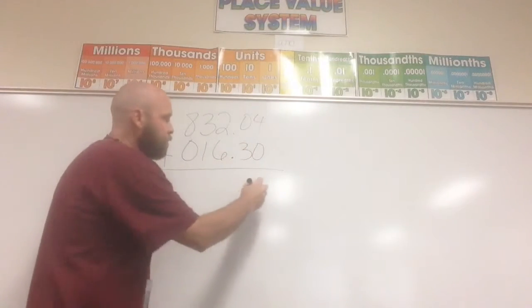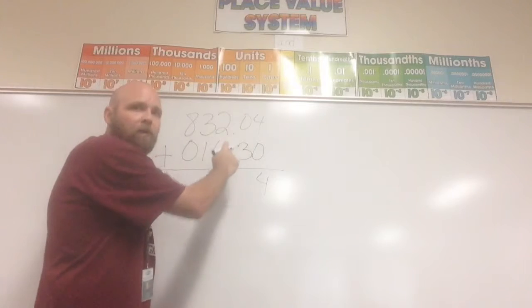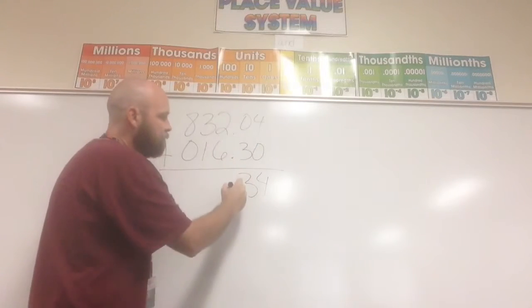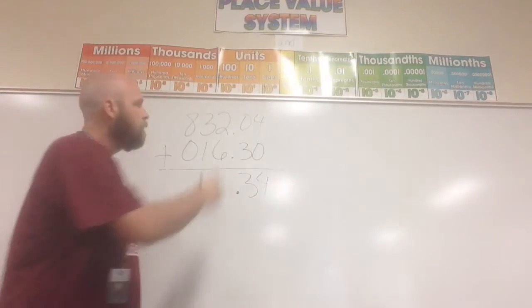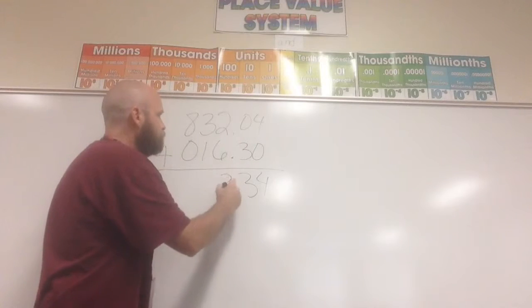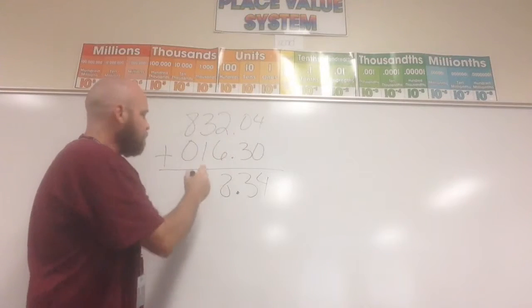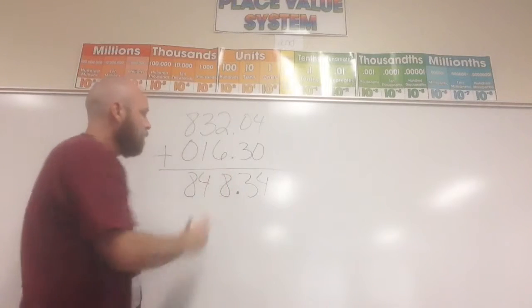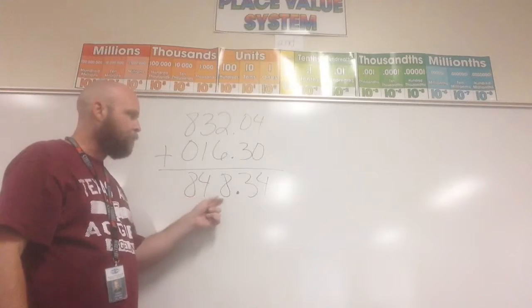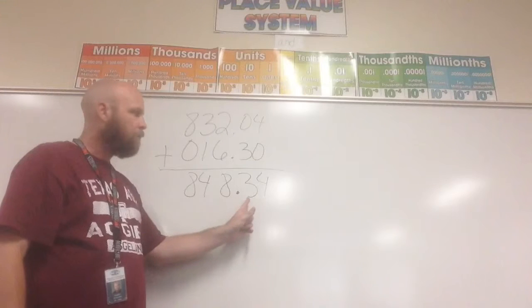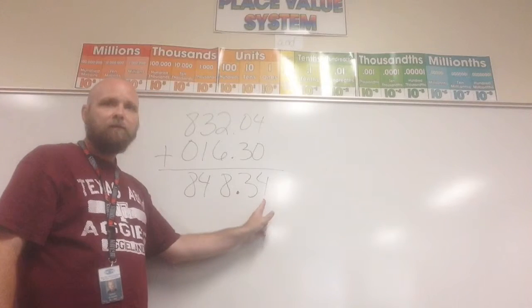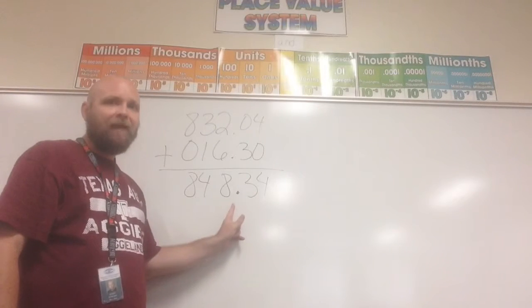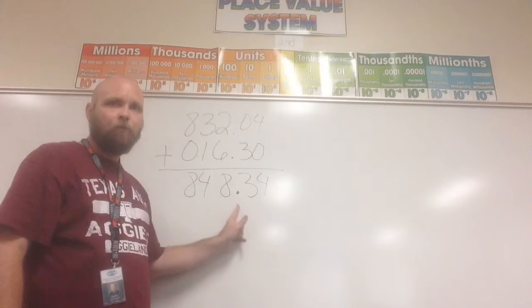4 plus 0 is 4. 0 plus 3 is 3. Decimal point comes straight down. 2 plus 6 is 8. 3 plus 1 is 4. And 8 plus 0 is 8. So this number is 848 and 34/100ths. Whenever you say and, that signifies a decimal point.